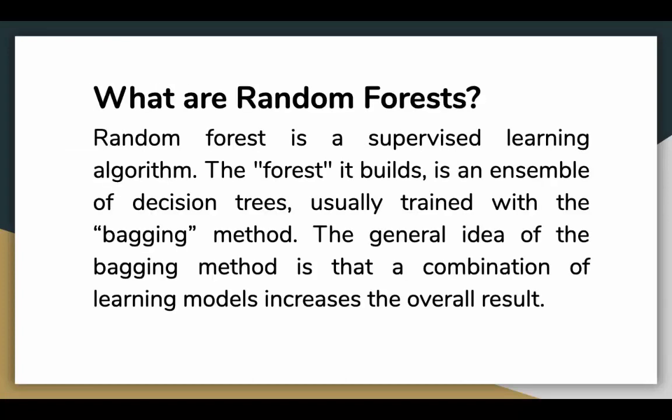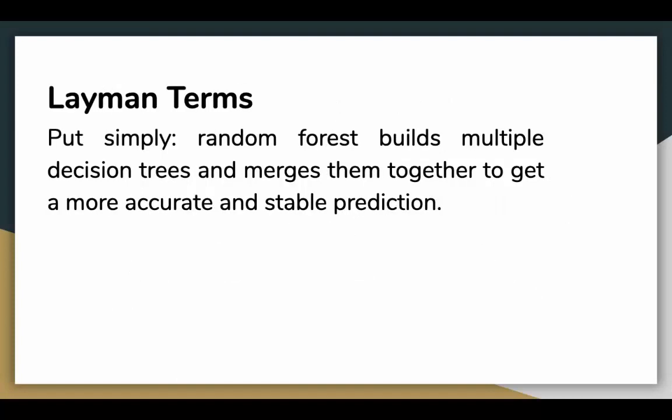So let's start. What are random forests? Random forest is a supervised learning algorithm. The forest it builds is an ensemble, or a group, of decision trees, usually trained with the bagging method. We'll talk about bagging a little later in the video. The general idea of the bagging method is that a combination of learning models increases the overall result. Now let's see what this means in simple layman terms. Random forests build multiple decision trees and merge them together to get a more accurate and stable prediction.